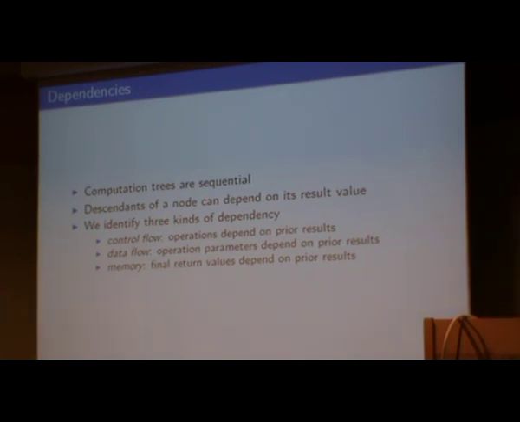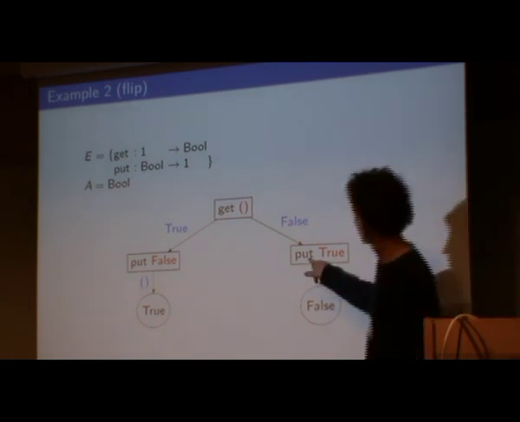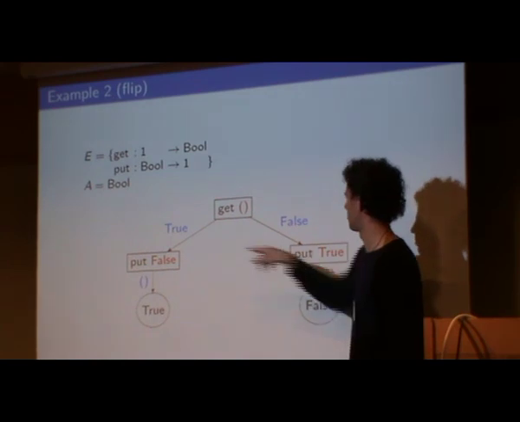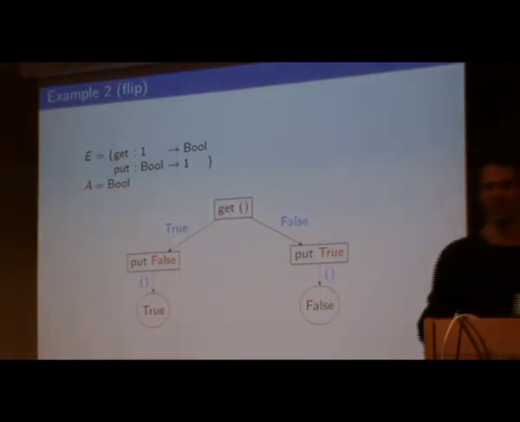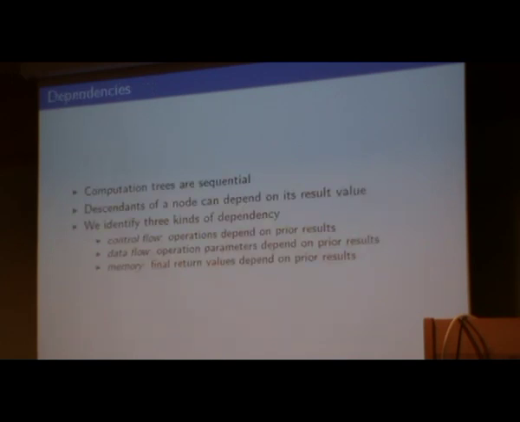Like in this case, even though we always get a put here, the parameter of the put can change. The branches of this branch: this branch is false and this branch is true. Whereas in this one, there's no data flow dependency or control flow dependency. And then the other kind of dependency we have is where the final return values depend on the prior results. We call that memory dependency.